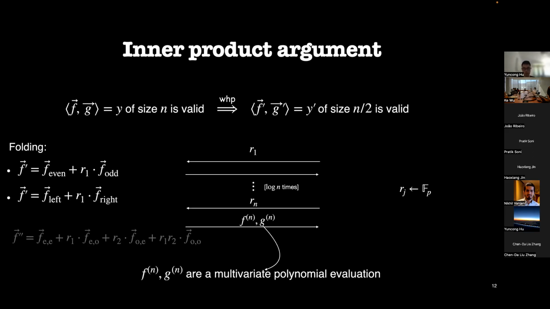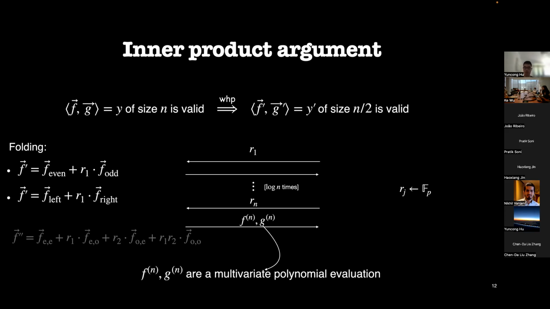Okay, so it's very easy to see how to do this inner product in linear time, because each time we divide the vector size by 2. In the first round, the prover will process a vector of size n, but in the second round it will be n over 2, then n over 4, and n over 8. If you sum this together, it will simply be n. So the prover can easily do it in linear time.